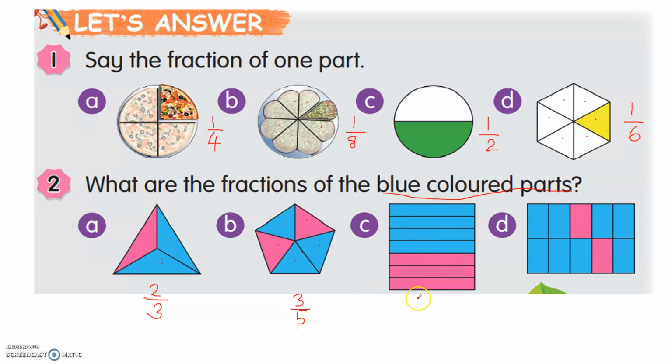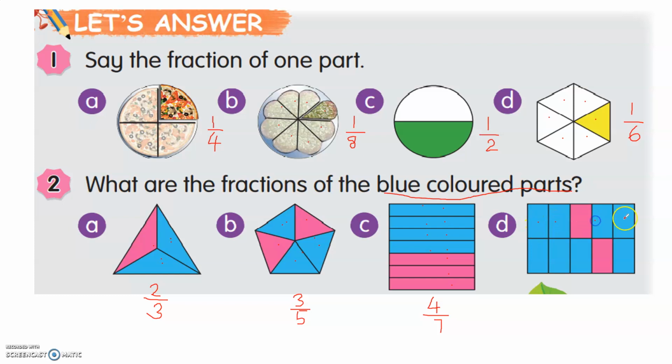Okay, here all the parts are equal. How many blue? 1, 2, 3, 4. 4 over, okay. All together, how many parts are here? It is cut into 1, 2, 3, 4, 5, 6, 7. 4 over 7.